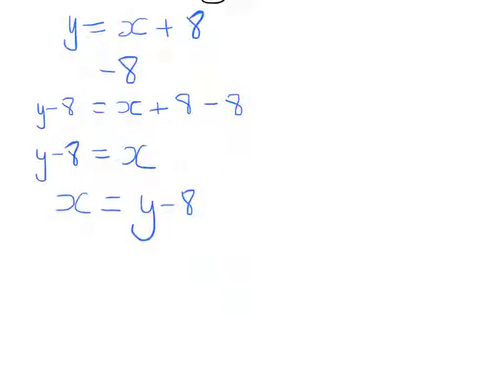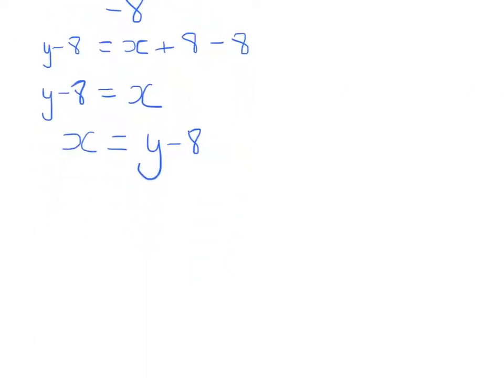Okay, so just to reiterate, y is equal to x plus 8. We want to get x on its own. So it's easy in this case. We can just subtract 8. Y minus 8 equals x plus 8 minus 8. Leaves us with x equals y minus 8. We have successfully changed the subject of the formula from y to x. Let's have another go at doing this.